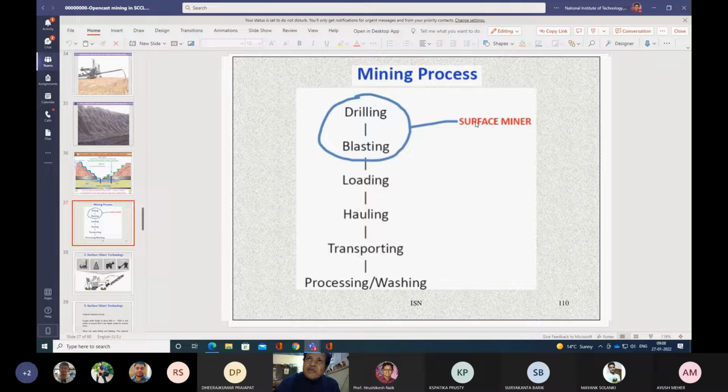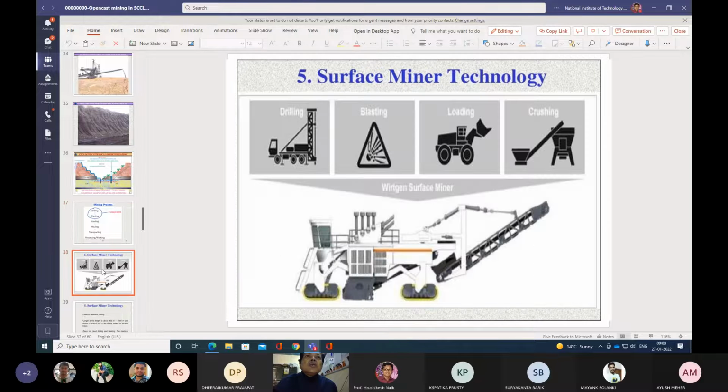And the surface miner, after cutting the coal, will load it to its conveyor belt, and it will haul, transport the material. If it is coal, it will go to the coal washing plant. So this is the process of mining by the help of a surface miner. So it is a continuous mode of mining operation, surface miner. So this is the surface miner technology.